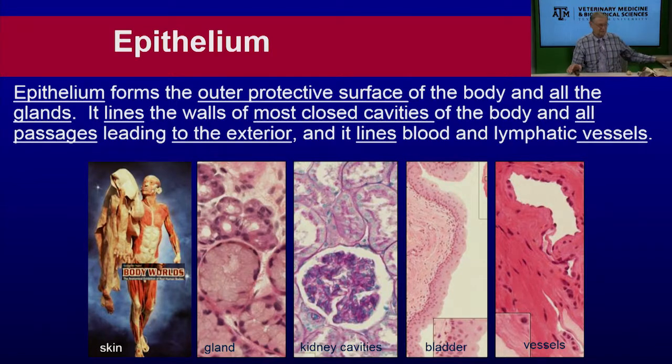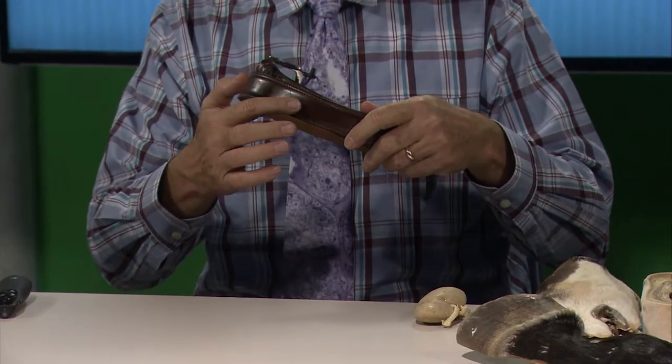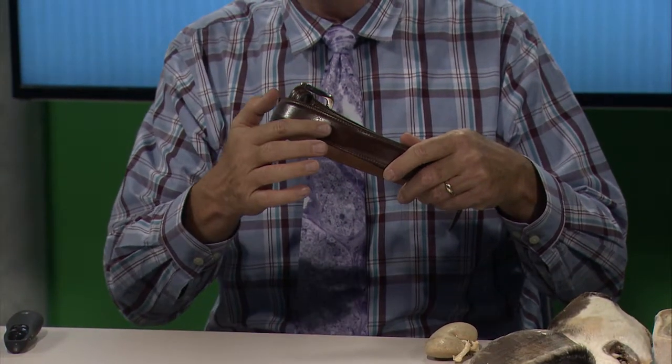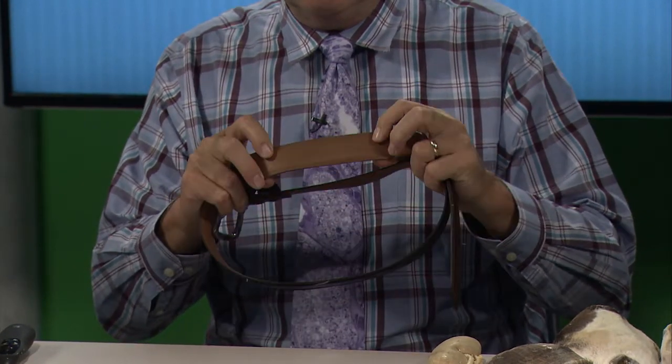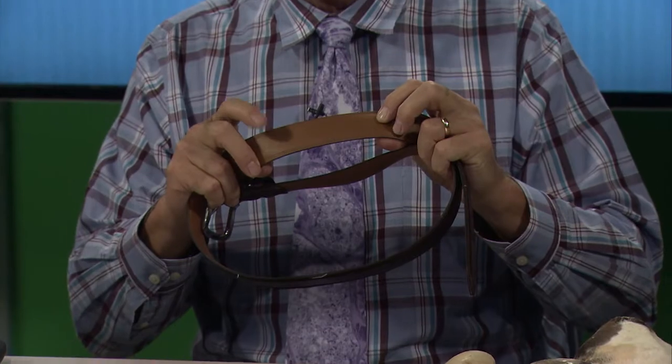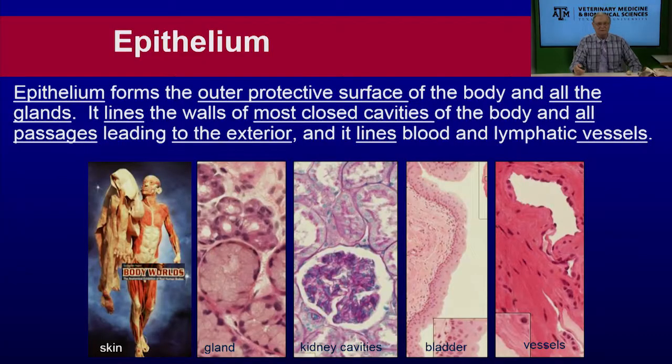And for example, if you look at this belt right here, I took my belt off, you see the shiny part of the belt. That is epithelium. The rough part in the bottom is connective tissue that we'll talk about next. But the shiny part of the belt is epithelium. If you ever had a blister on your hand and it peels off, that upper layer is the epidermis, the epithelium. It covers things.